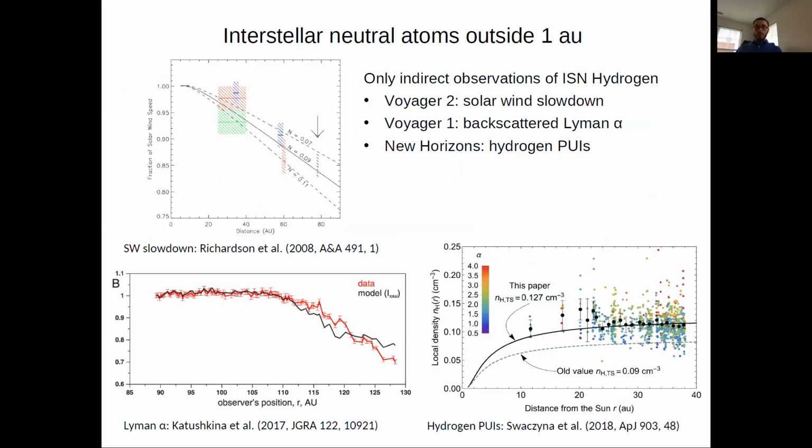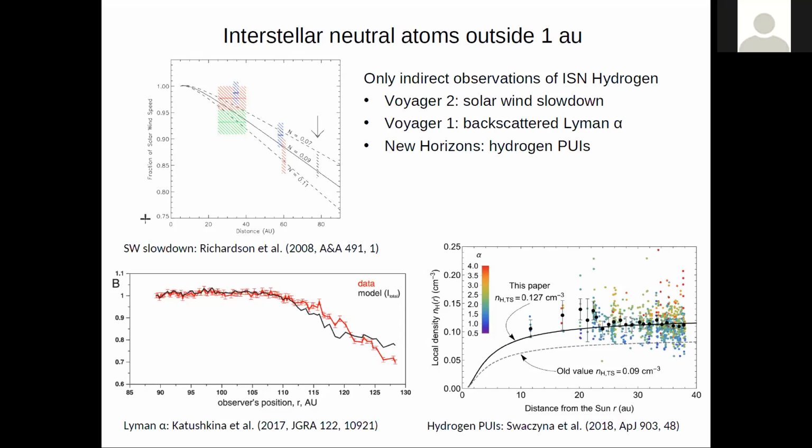Other than the observations at 1 AU, we also have some observations beyond 1 AU. Here are some examples that we have from different spacecraft. One thing that we were able to observe indirectly, as a result of the influence of interstellar neutrals, is the slowdown of the solar wind. It was observed by Voyager 2. Basically, because charge exchange produces pickup ions from the interstellar neutrals inside the solar wind, the solar wind is slowed down, and as we go away from the sun the speed of the solar wind decreases. This can be observed, and it is an indirect observation of hydrogen.